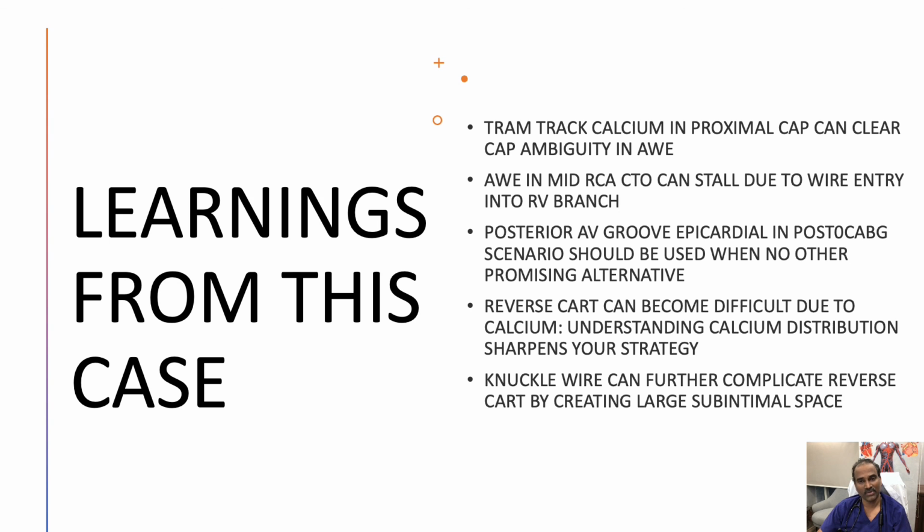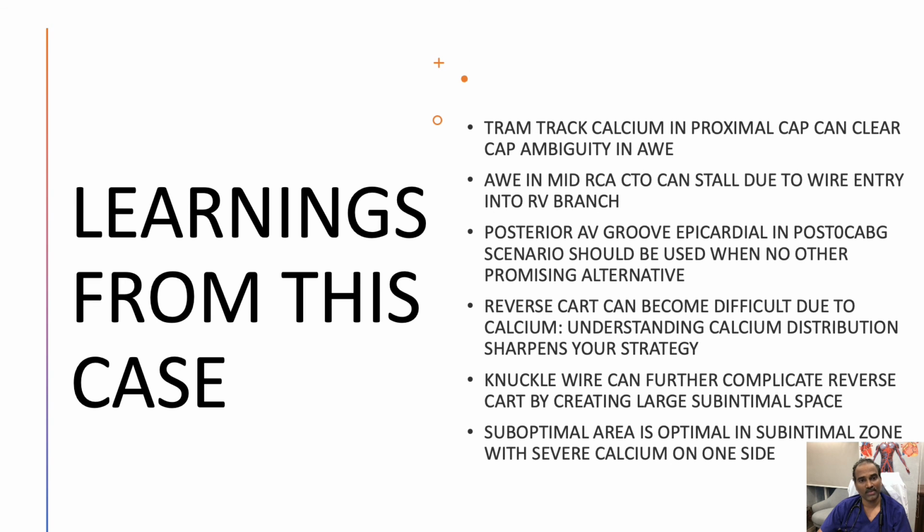Knuckle wire can further complicate reverse CART by creating a large subintimal space. Never use it. And suboptimal area is optimal in the subintimal zone with severe calcium on one side.